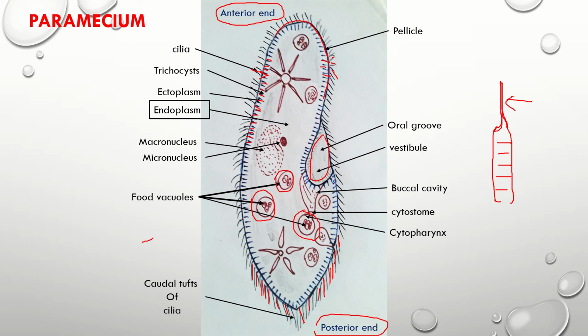The macronucleus is a large nucleus with a somewhat kidney-shaped structure. It has many nucleoli and chromatin material in the form of DNA. All this chromatin material and the nucleoli are present in the macronucleus.